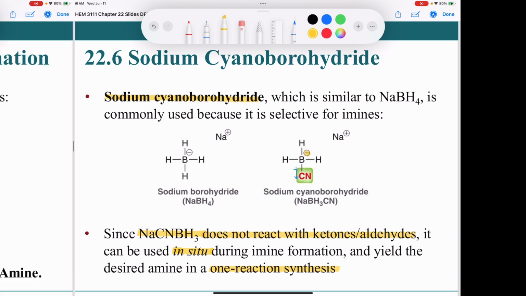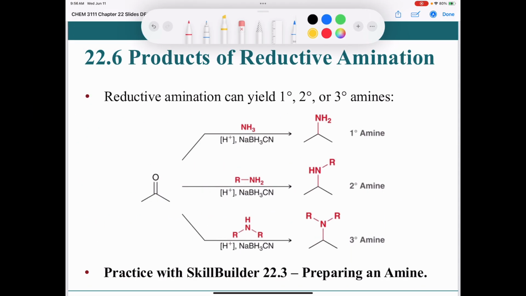start with your ketone or aldehyde, and end up with your amine. And so here's what the reaction conditions are going to look like. We have our ketone or aldehyde. Now let's say we used ammonia as our amine and a catalytic amount of acid and sodium cyanoborohydride. Well, we're going to replace the oxygen with the one nitrogen, NH2. Now we have an NH2 group, so we've made a primary amine.